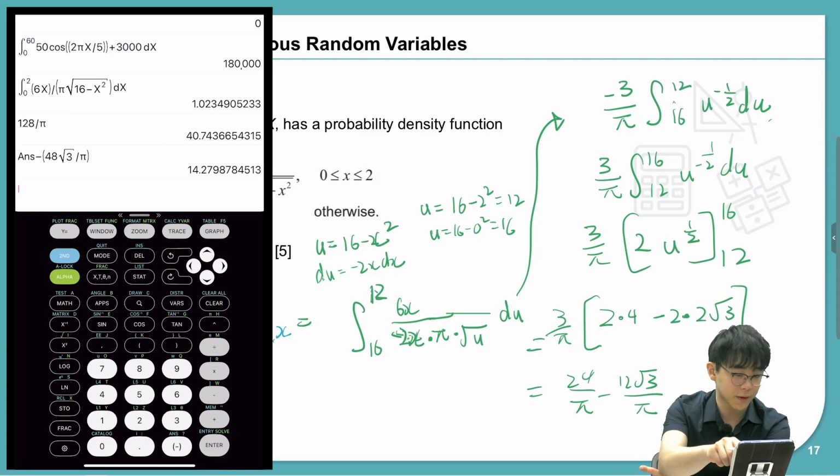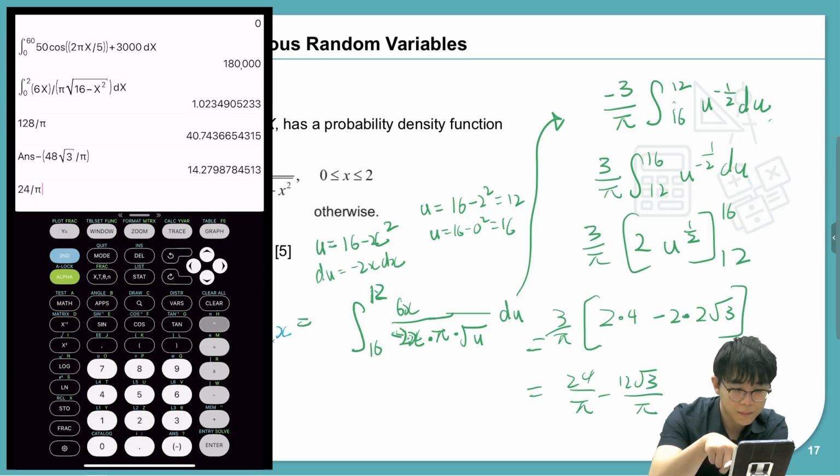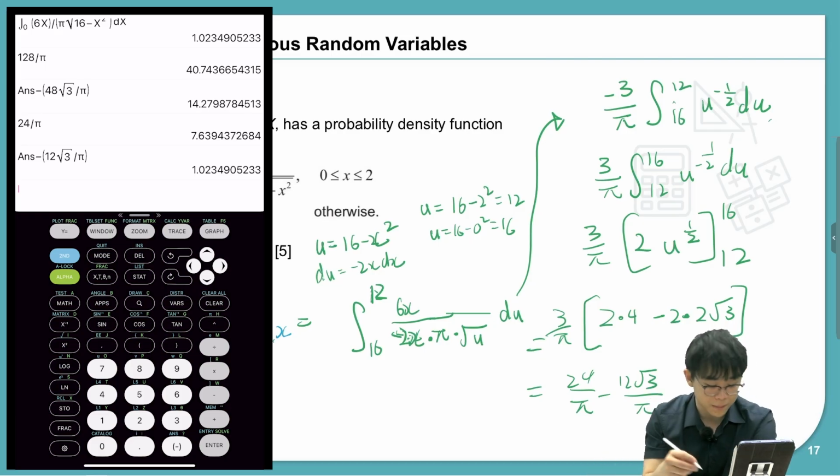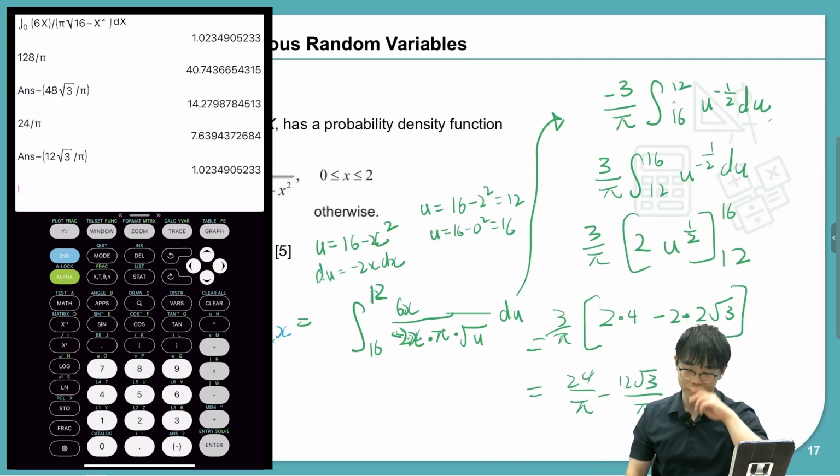Okay, and if you check with our calculator, the value we were looking for is 1.023, and we would get 24 divided by pi minus 12 root 3 divided by pi. Yeah, so it does give us the same number, but we have a more exact radical notation.